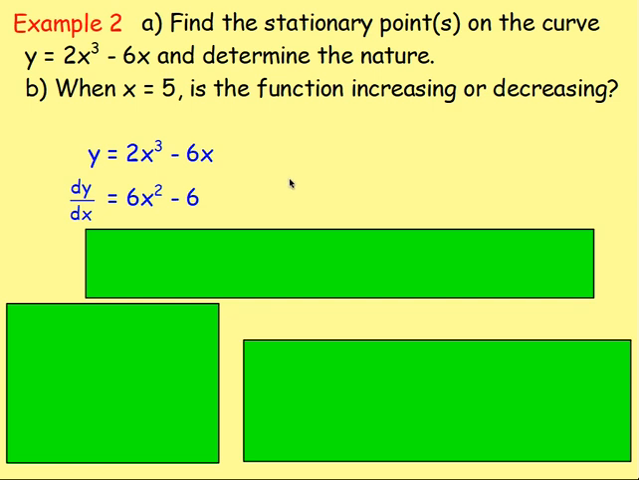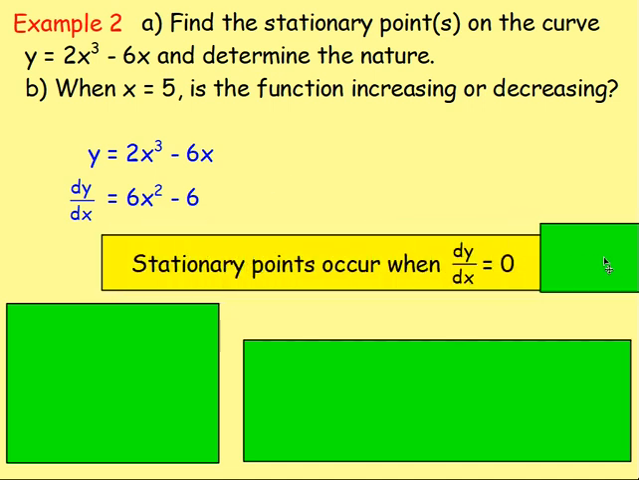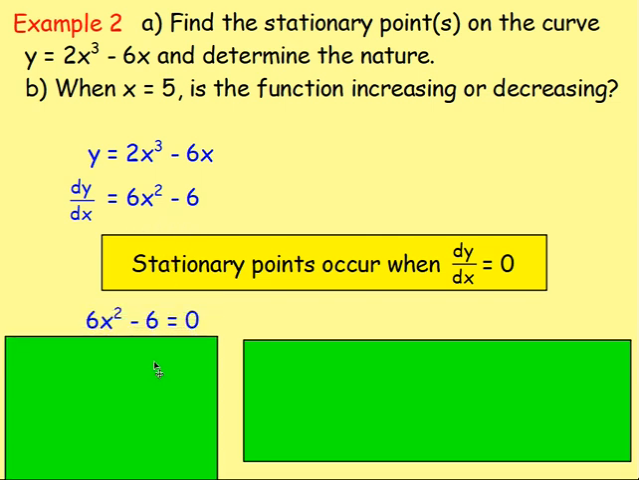After that, how do you find the stationary point? Well, remember, stationary points occur when dy by dx equals 0. You have to remember that. Okay, write that down. That's why I'm putting it in a yellow box. It's very, very important. After that, set the derivative equal to 0. So 6x squared minus 6 equals 0. And solve that to find x.